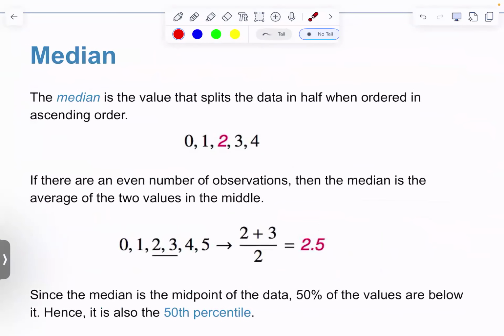The median is the value in your data set that splits the data in half, okay? If you've ordered it, it doesn't actually have to be in ascending, you could do descending, but that's confusing. So we usually do it from smallest to largest. It's a natural ordering. So if your data values are 0, 1, 2, 3, 4, then the median would be this 2, right? 2 splits the data in half because I have 2 values below it and 2 values above it.